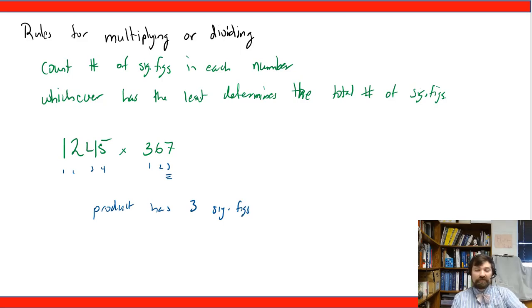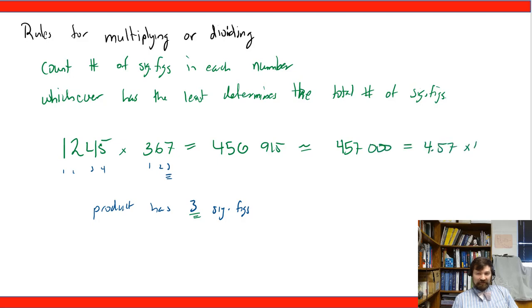So if I were to actually do this product, so I take a calculator, I put in 1245 times 367, if I just multiply the two numbers together, I get 456,915. Okay, but I have to have 3 significant figures, so this gets rounded to 457,000, or in other words 4.57 times 10 to the 5th. Okay, so those are your basic rules.